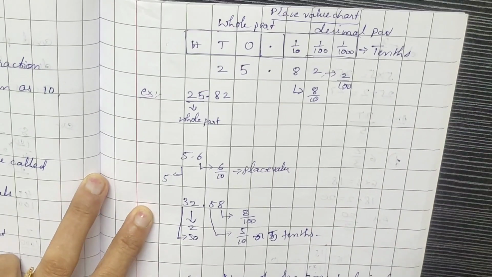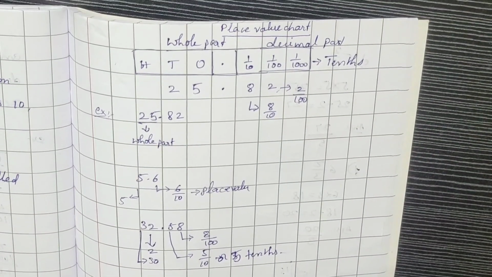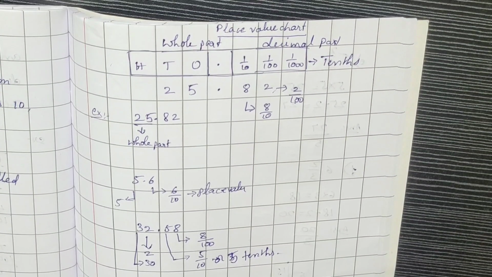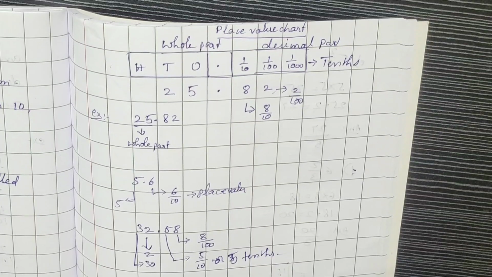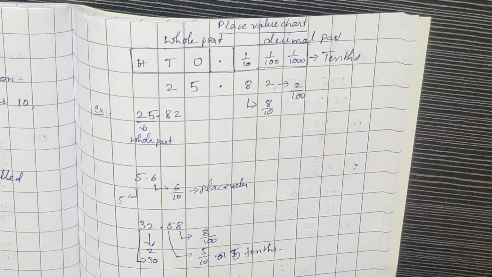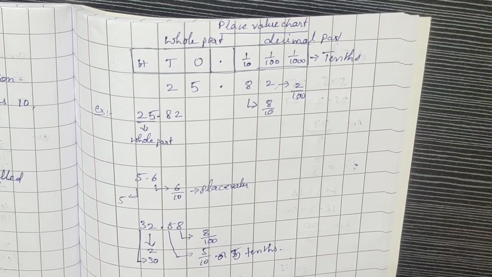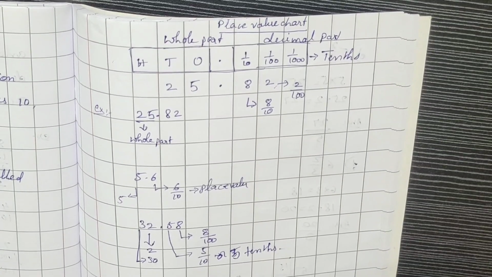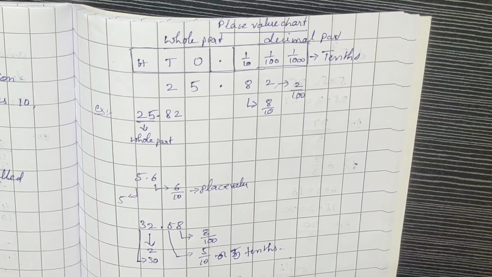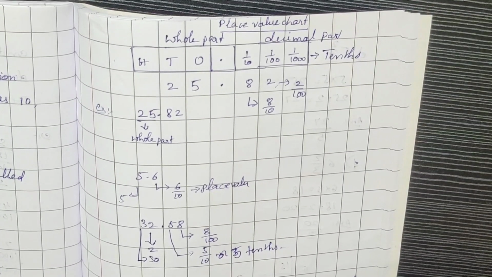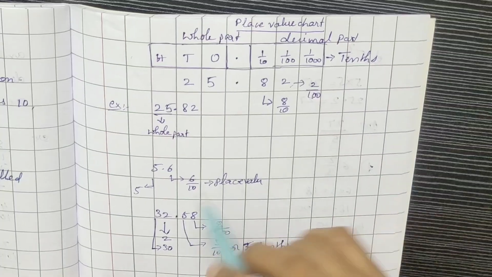Okay, understood this much. Next comes the place value chart. How to write the place value of decimals? We know the place value of hundreds, tens, ones, thousands, right? We know the place value of whole numbers. But today we will see the place value of decimals. Okay.